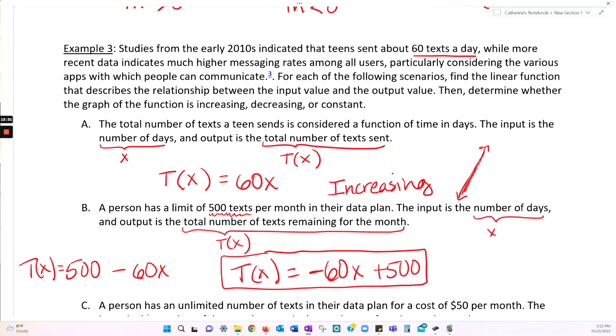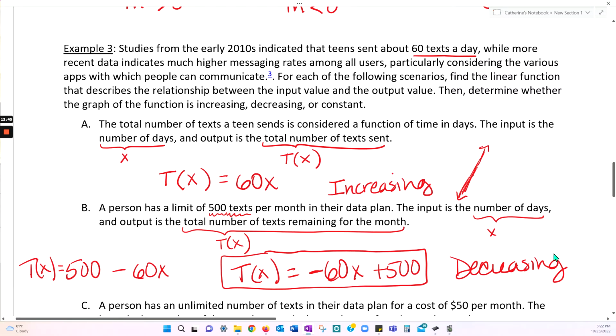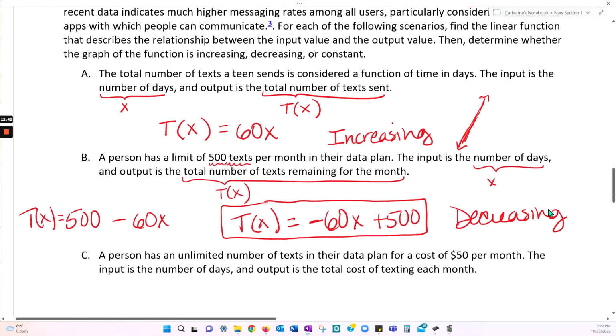And so our slope is negative 60, which means this is a decreasing function. And that makes sense, right? The number of texts that you would have remaining, you're starting at 500 and then you're going to go down.